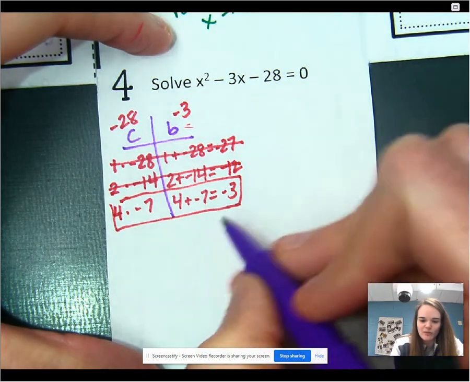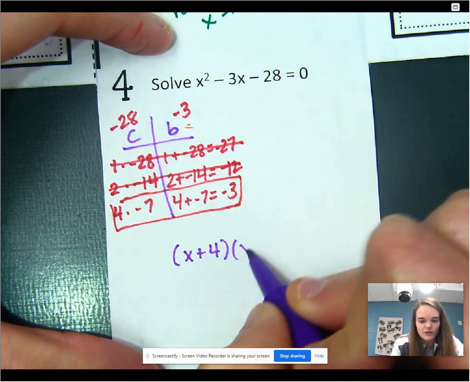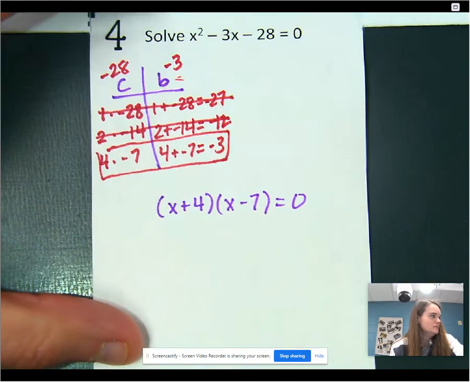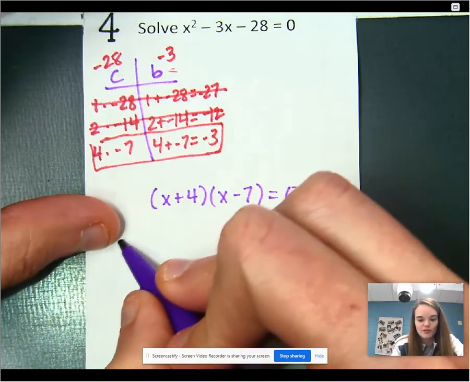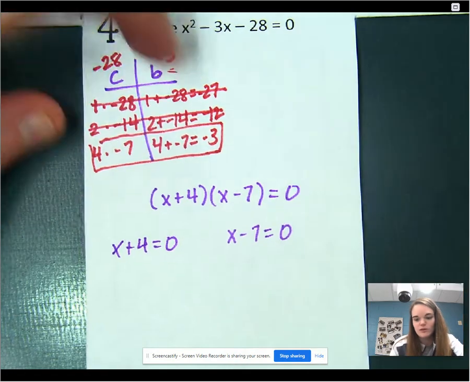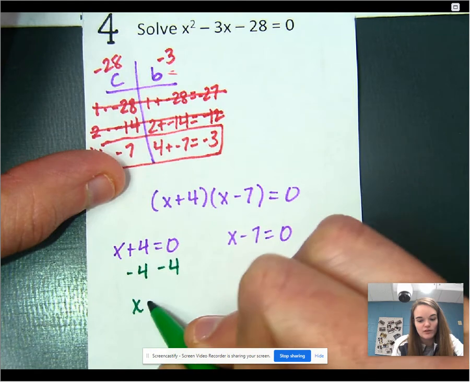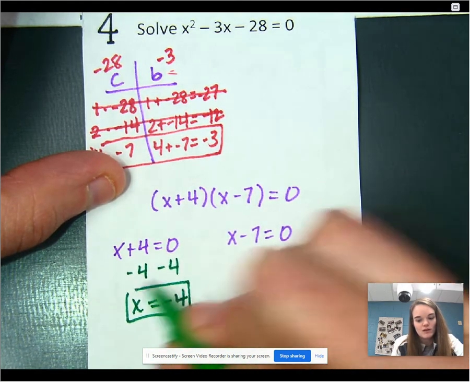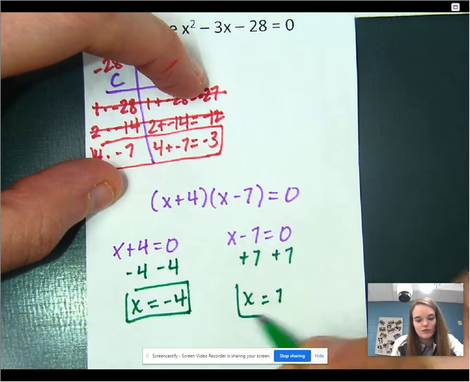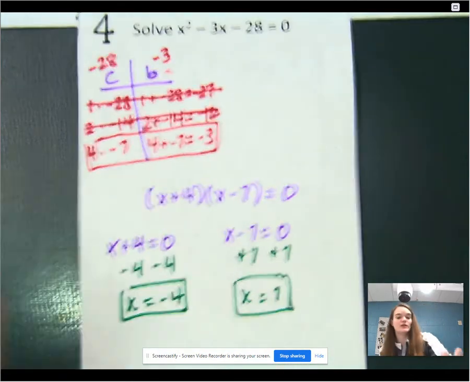So I'm going to write those factors down here because I'm kind of out of room and I needed to solve. x plus 4, x minus 7, equals 0. Don't forget the equals 0 part. So x plus 4 equals 0. x minus 7 equals 0. And subtract for the 4. So x equals negative 4. And add for the 7. So x equals 7. So again, they're the opposites. And these are the solutions, roots, zeros, or x-intercepts for this quadratic equation.